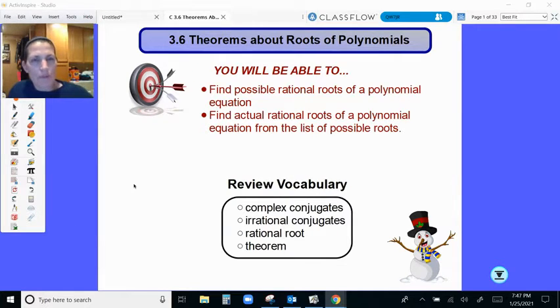Ladies and gentlemen, put on your seatbelts. This section is where the rubber hits the road with solving for polynomials. Make sure you take great notes. Make sure you take notes on your notes, and make sure you ask lots of questions, okay? Today, you're going to learn how to find possible rational roots using the rational root theorem. And then from that list, we're going to learn how to find the actual roots from that possible list, okay?